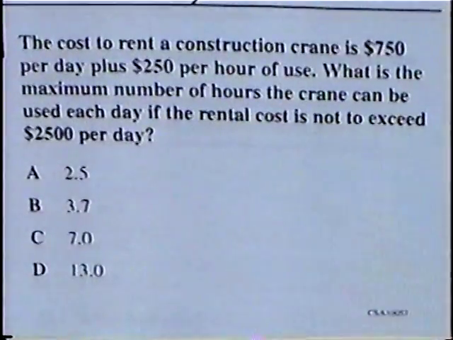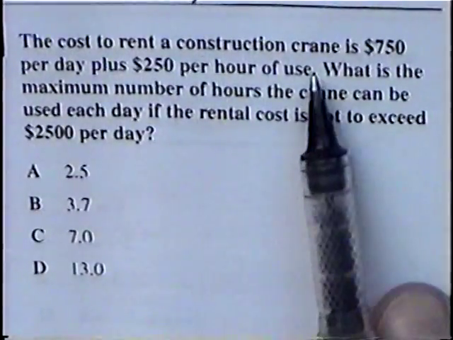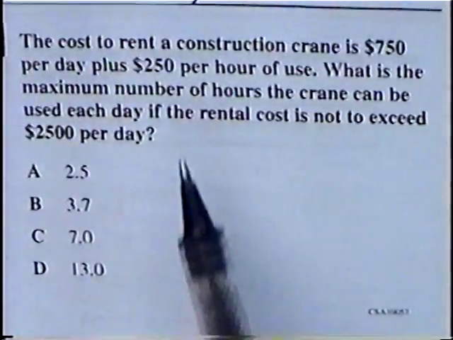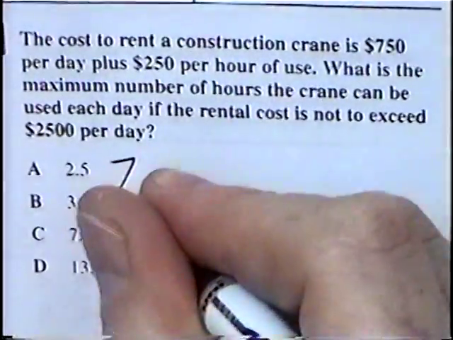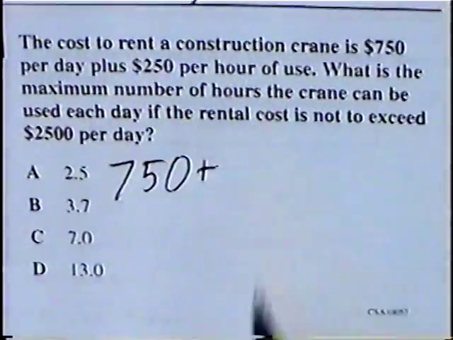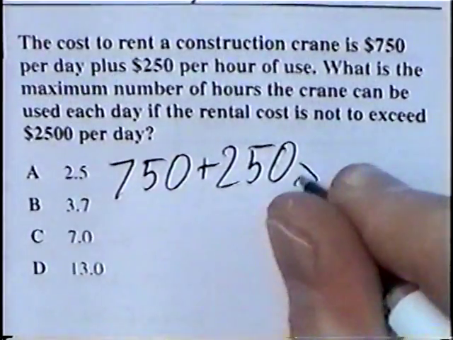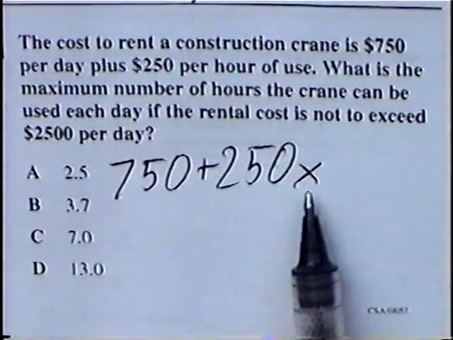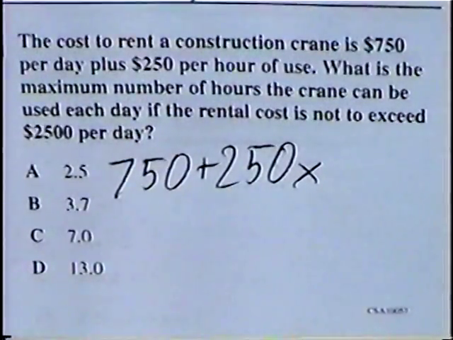To solve for the number of hours that we can rent the crane, we can write an equation to solve. The crane costs $750 per day plus $250 per hour of use. So the flat rate of $750, we'll add on to that $250 for every hour of use. And for algebra, we can do $250 times the variable x, which will tell us the cost per hour, plus the original cost of $750.